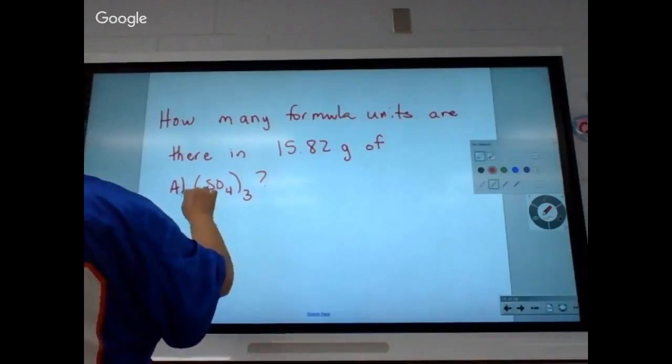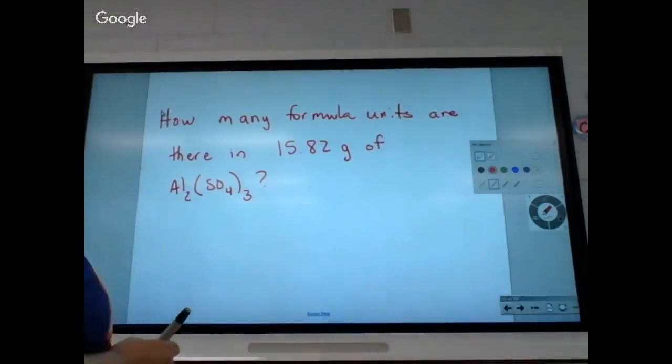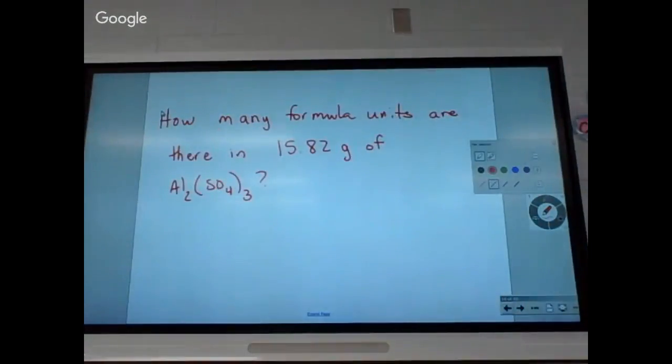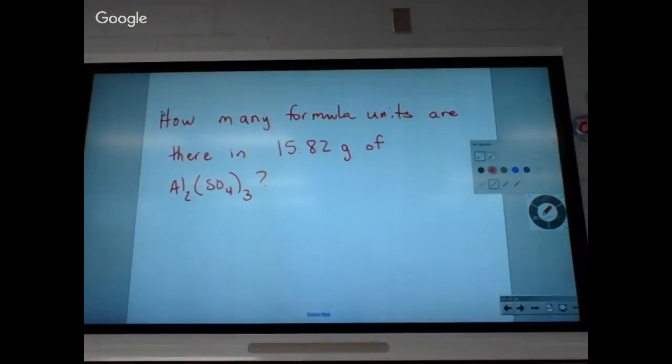All right, how many formula units are there in 15.82 grams of aluminum sulfate? I picked that one because I knew the mass of the compound. I'm not going to have to add it up. Where are the abbreviations for formula units? You can write F unit if you like. Please don't write FU for obvious reasons.